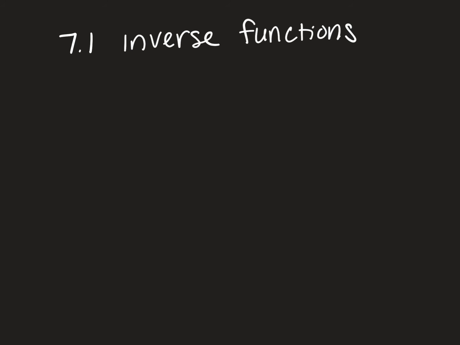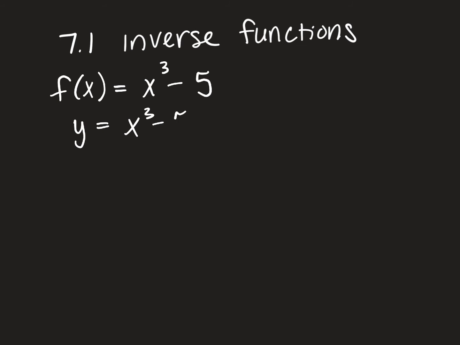All right, so finding the inverse of a function. Let's say we have a function, x cubed minus 5. To find the inverse, the first thing we're going to do is write it as y equals x cubed minus 5 instead, because that's going to make our life a little easier. So f of x and y mean the same thing.